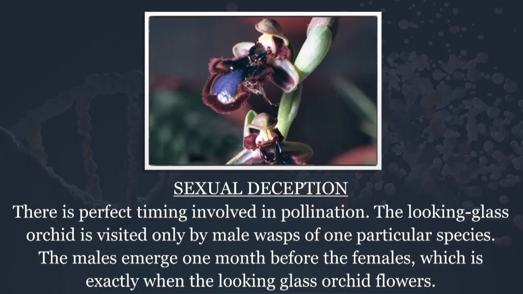There's perfect timing involved in pollination. The looking glass orchid is visited only by male wasps of one particular species. The males emerge 1 month before the females, which is exactly when the looking glass orchid flowers. Isn't that another evidence that they are designed?